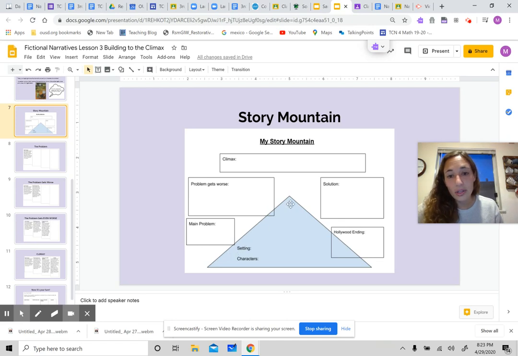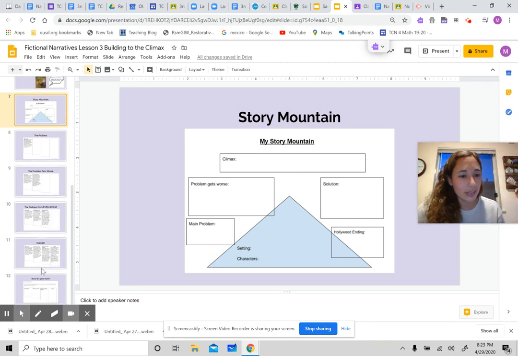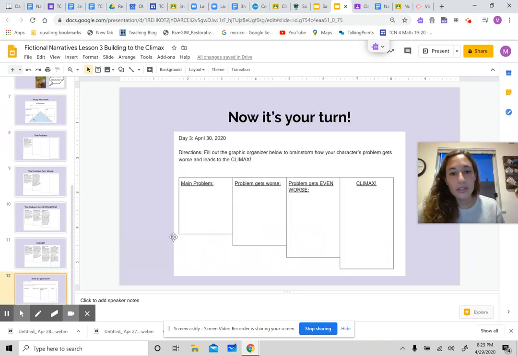So today, all I want you to focus on is how that problem gets worse and worse and worse. And it's about to get better, but you don't reveal the ending yet. So you don't have to write that part in it yet. So now it's your turn. Today, you are going to be filling out just what I did. So you're going to be in your document, you're going to see a page that looks just like this. So let's read the directions together in 3, 2, 1.